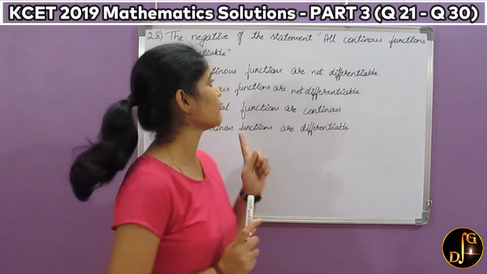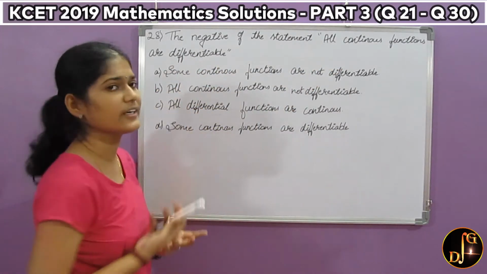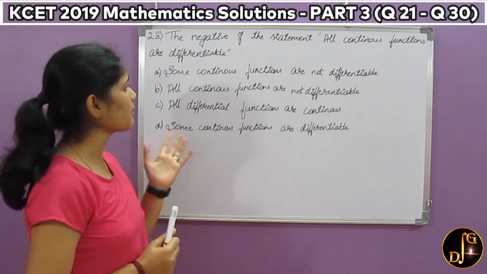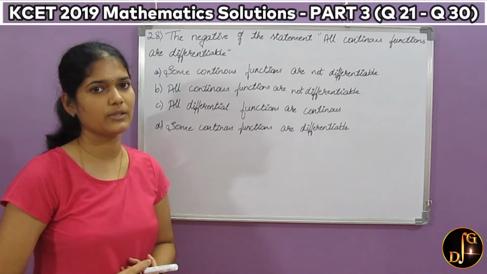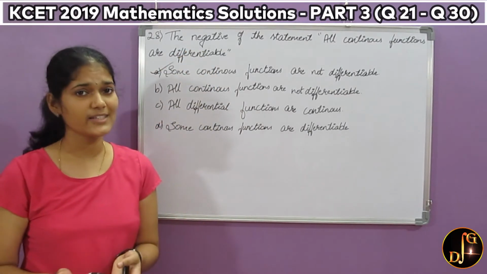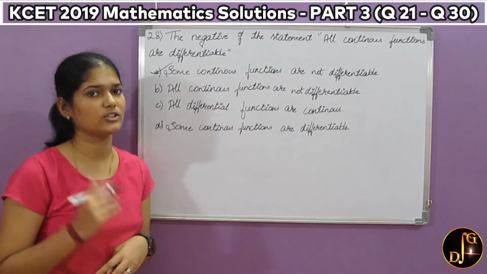In this problem we have to find the negation of the statement: all continuous functions are differentiable. We know the negation of this statement, that is, some continuous functions are not differentiable. Which is the answer? That is option A. This is a very easy problem. Anyone can solve this, right? So now let's move on to the next problem.